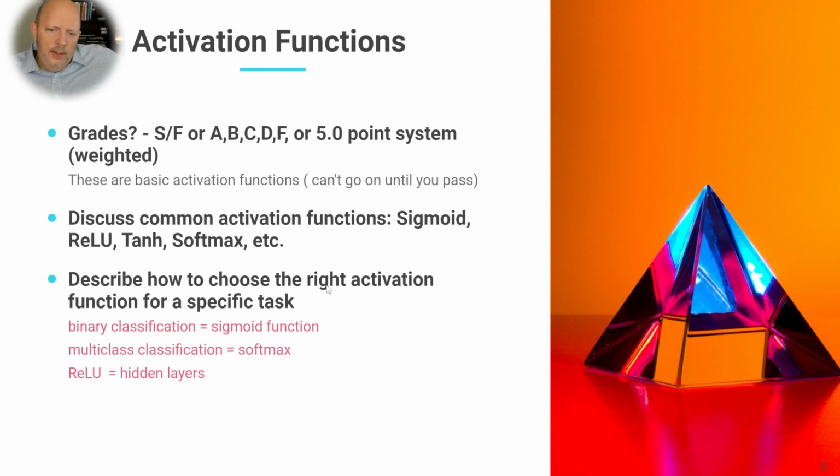So yeah, you have to use the right activation function for a specific task. If we're using binary classification, we use sigmoid often. There are other ones. If we want multi-class, we use softmax. Now why is that?